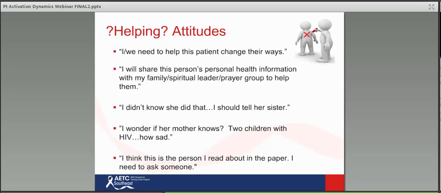Have you ever heard this? "Well, we need to help change this patient, change their ways." Or, "I will share this person's personal health information with my family so that we can help them by praying for them." Or perhaps, "I didn't know she did that. I should tell her sister so her sister can help her. I wonder if her mother knows. Gosh, she's got two children with HIV. How sad is that? Maybe her mother should know."